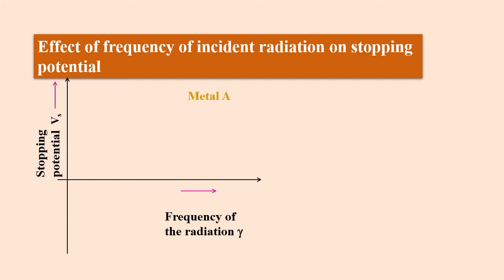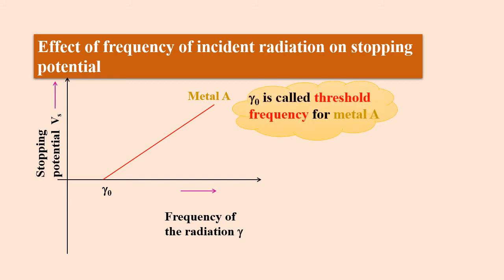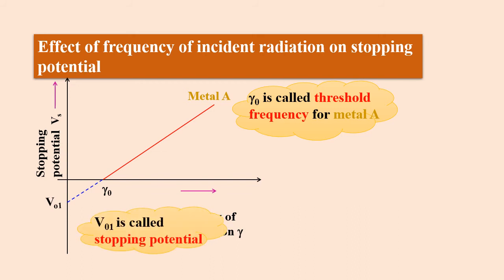For metal A, the graph will be a straight line, and this point indicates the threshold frequency, or minimum frequency for emission of electrons. For metal 1, here V01 is called the stopping potential for the first metal.